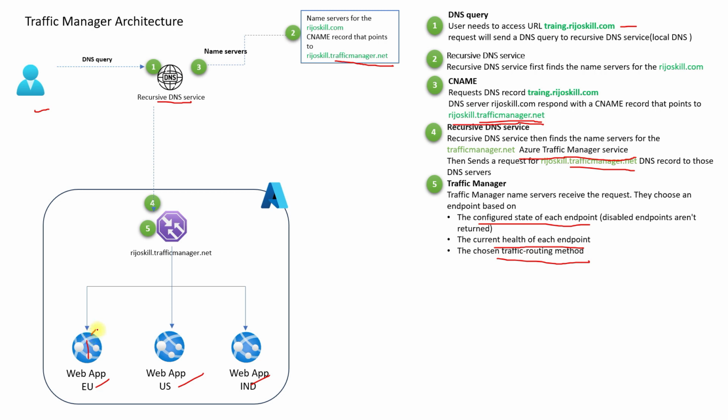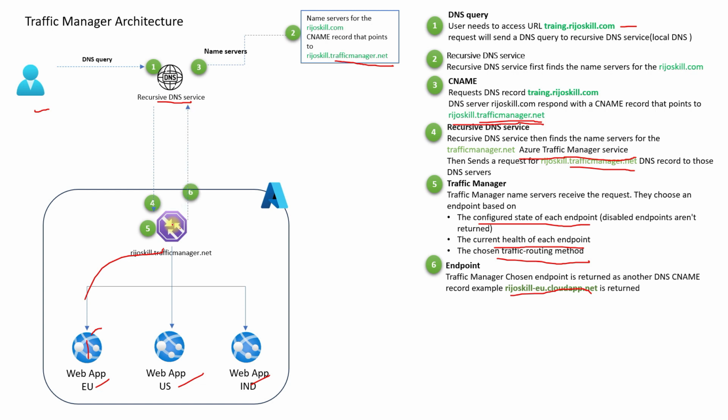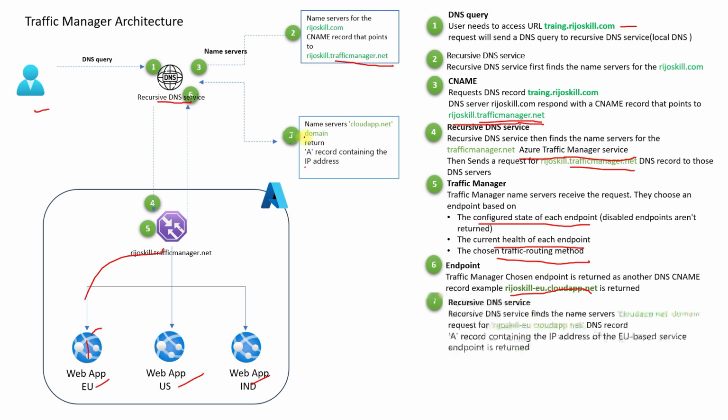This endpoint DNS is a different name, for example regoskill.eu.cloudapp.net. This is returned back to the recursive server, which again receives the same name. You can see here the cloudapp.net domain. Then it checks the cloudapp.net domain for the A record and IP address. It takes all these records and returns them again in the DNS.